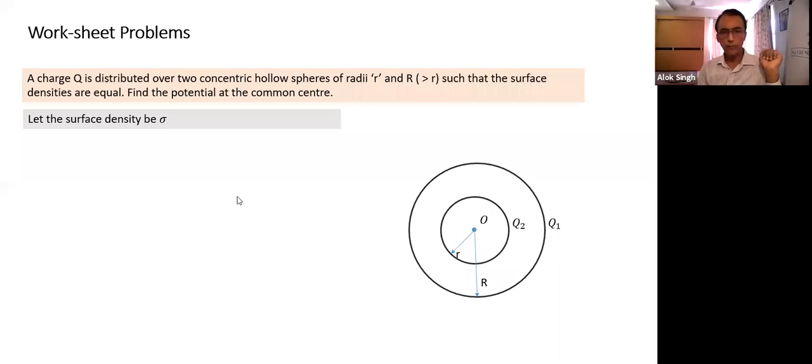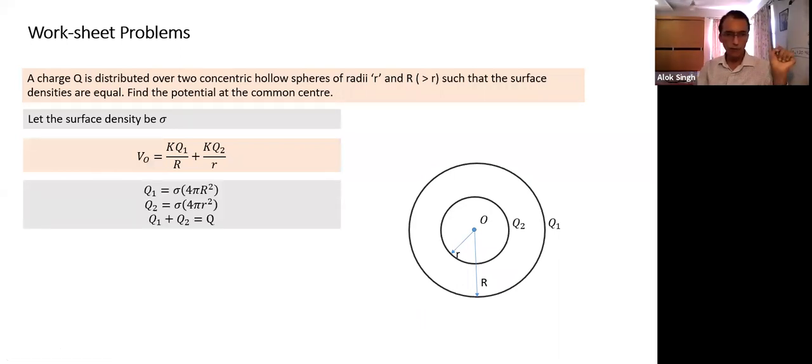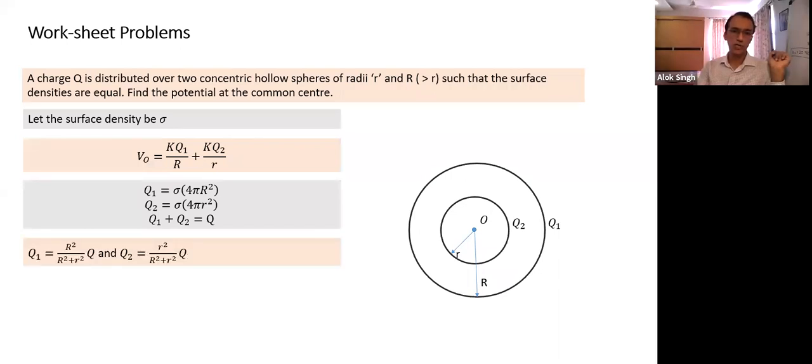So how do you quickly find the values of Q1 and Q2? All of us should know how to find them. This is a formula, you can easily find the value. The way of thinking would be: the charge density being the same, charge is proportional to the square of the radius. Hence, Q1 will be equal to R square divided by the sum of the squares of the radii, times Q.